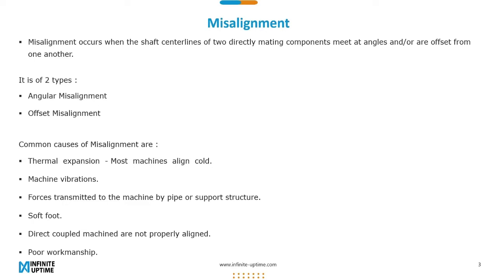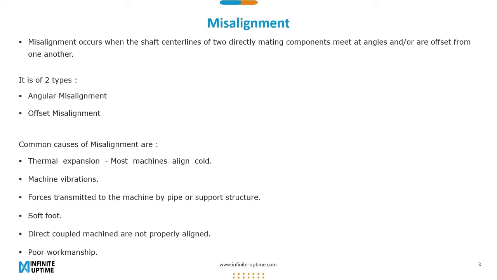Misalignment. Misalignment occurs when the shaft center lines of two directly mating components meet at angles and/or are offset from one another. It is of two types: angular misalignment and offset misalignment.